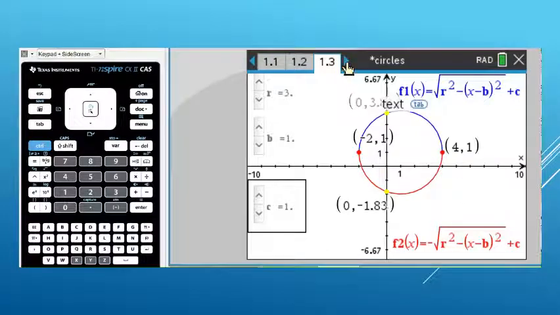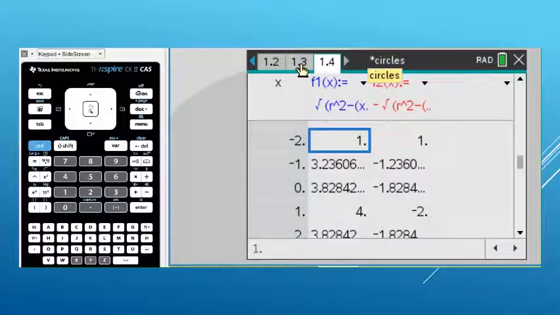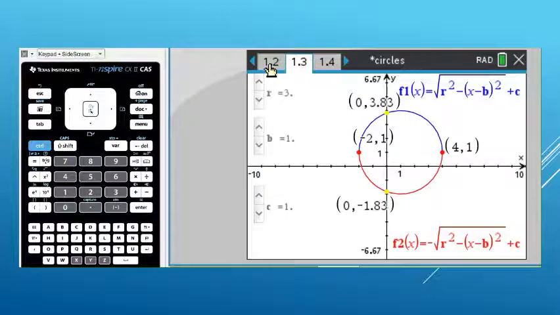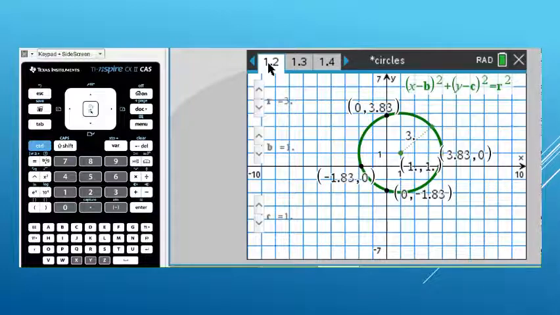Alright, the next thing here just shows you the table of values for those. Alright, I think that's a good point to stop this slide at.